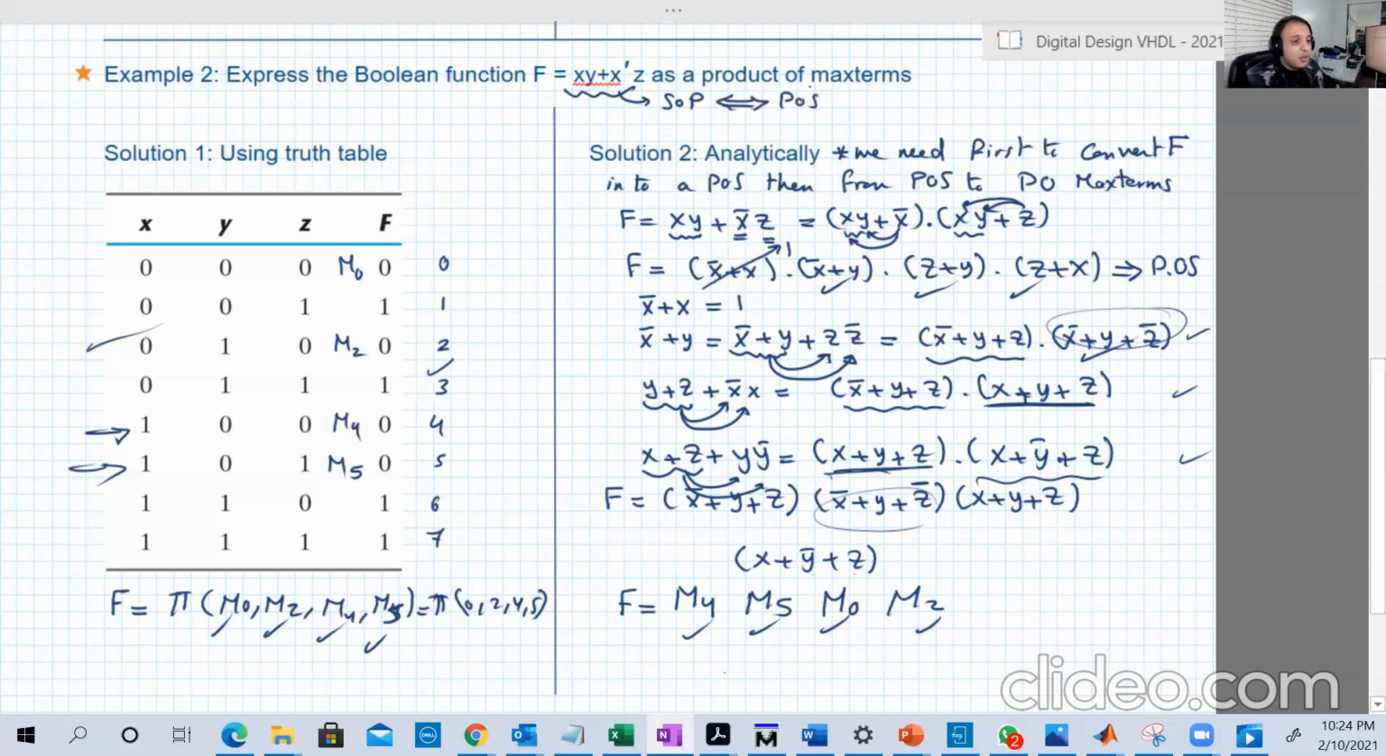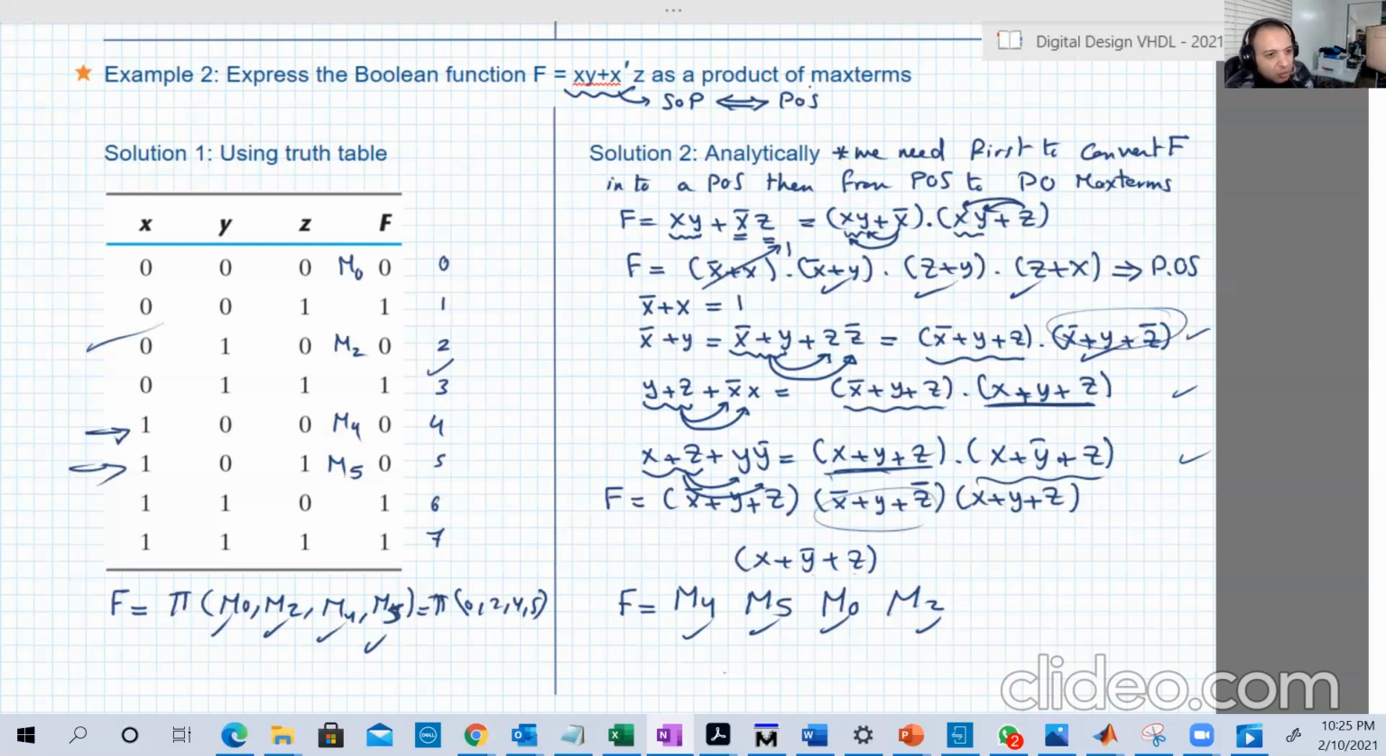And why did we do this? Because the requirement for this question is to convert this f into the product of max terms. We cannot do that directly. We should first convert the sum of product into a product of sum, then this product of sum into a product of max terms.